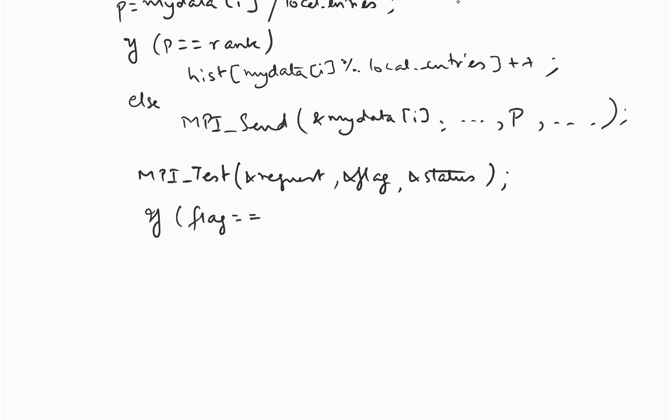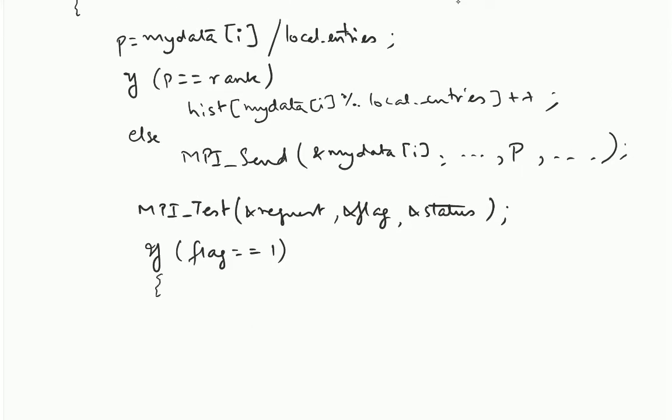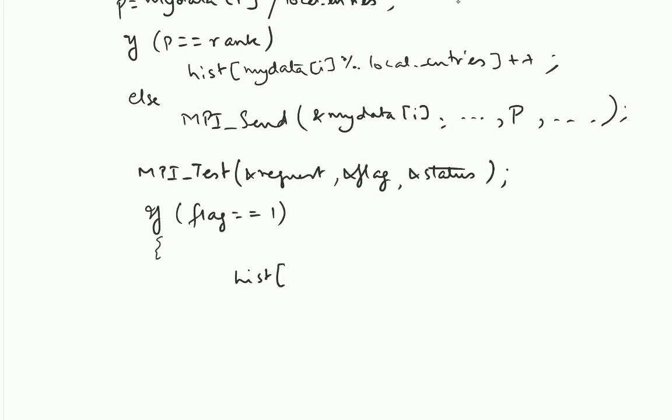If flag is equal to 1, in that case I have received some data. So I'm going to update the histogram. Where did this data come in? In buff, some buffer called buf. So buffer modulo local entries, plus plus. Simple.